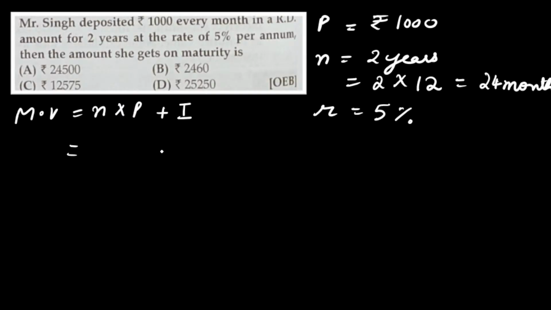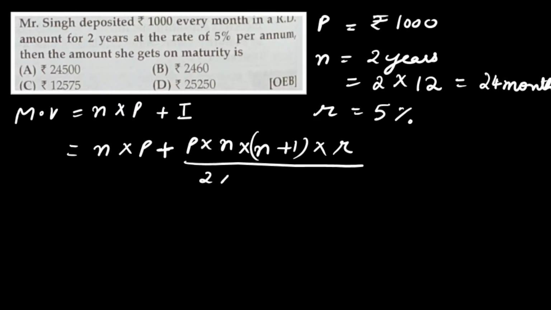So further, we can use I's formula. I can write it as N into P plus, here we can write I's formula. So what is the formula of I? It is P into N plus 1 into R by 2 into 12 into 100. So we can see here, MV's formula is N into P plus I, and in place of I I have just written the formula of I. I means interest.